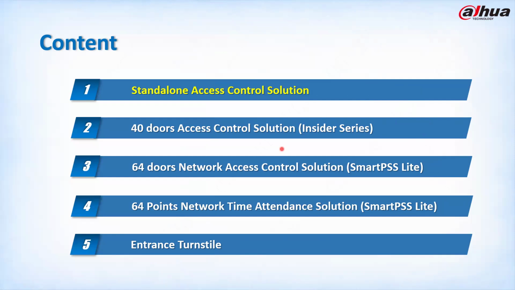That's the Insider series. Then take a look at the 64-door network access control solution through the use of the Smart PCS platform for managing all those devices in a centralized environment. Then take a look at the other 64-point network time attendance solution through the Smart PCS platform as well. Then the last thing we're going to take a look at is the introduction to entrance turnstiles, whereby you have the swing flaps and the tripod turnstiles.